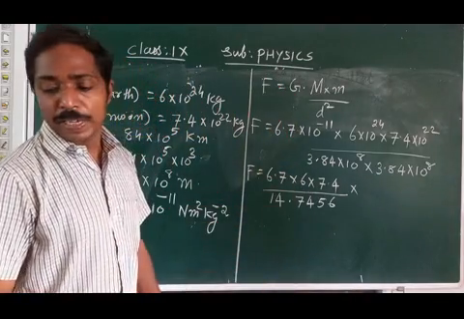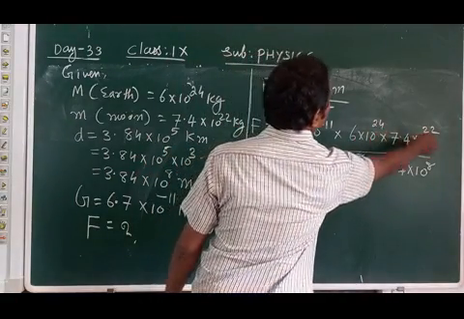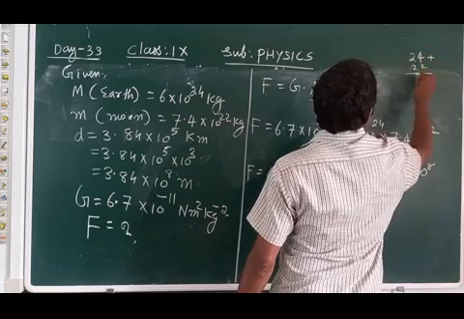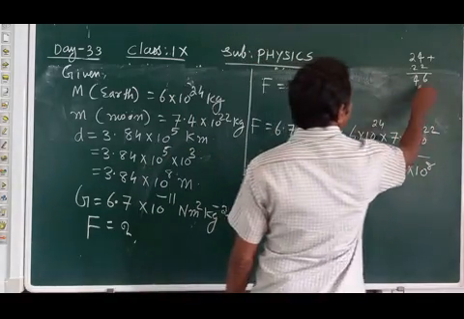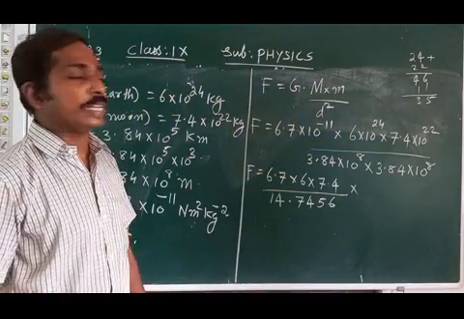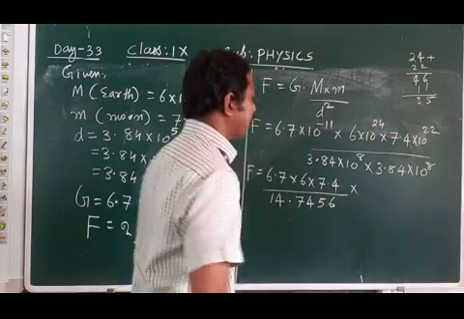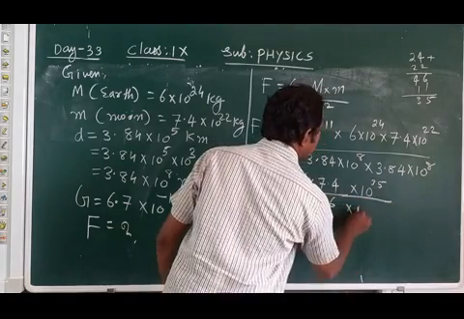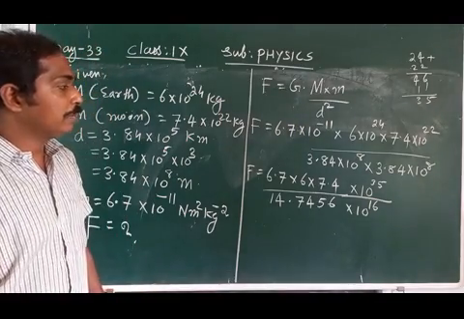When we simplify, we get 10 raised to 35: 24 plus 22 is 46, and you have to subtract 11, then we will get 35. That is the rule we know: a raised to m into a raised to n gives a raised to m plus n. So when we add these powers, we get 10 raised to 35 in the numerator. In the denominator it will be 10 raised to 16.